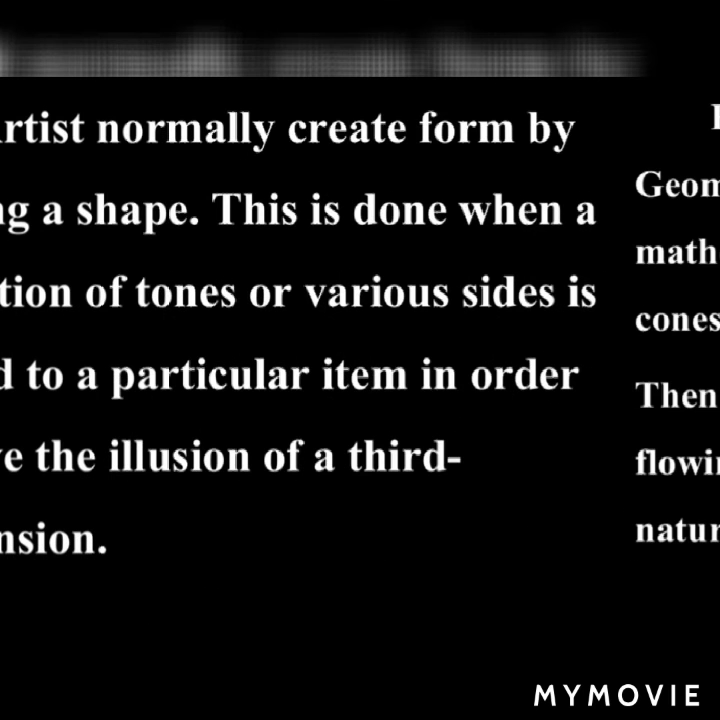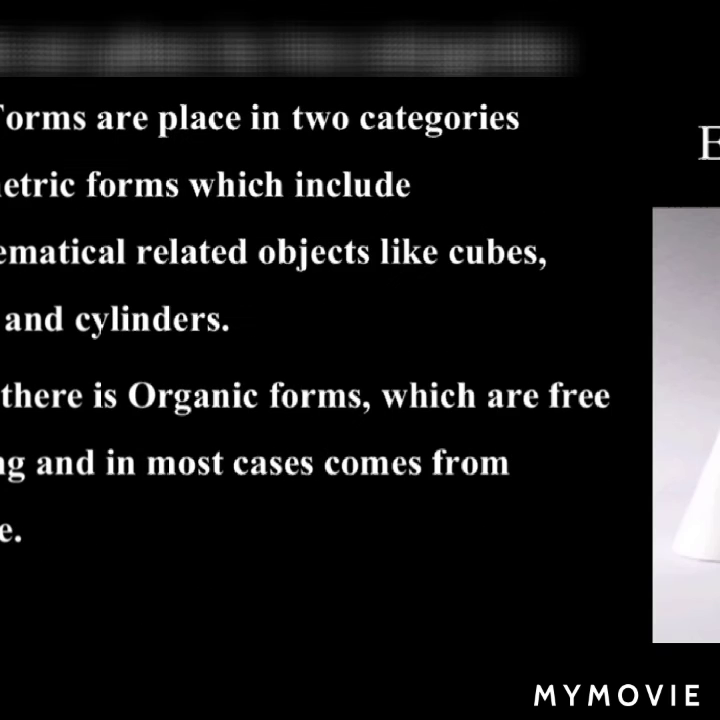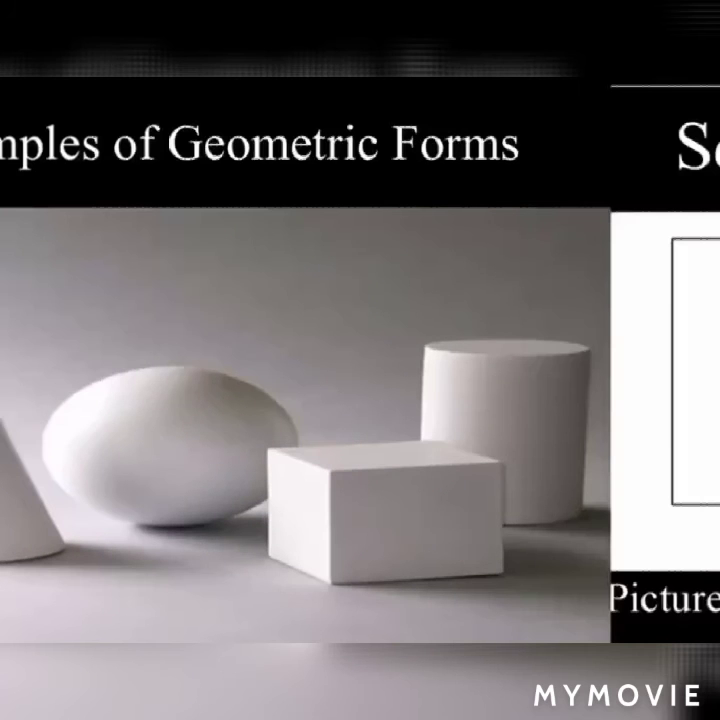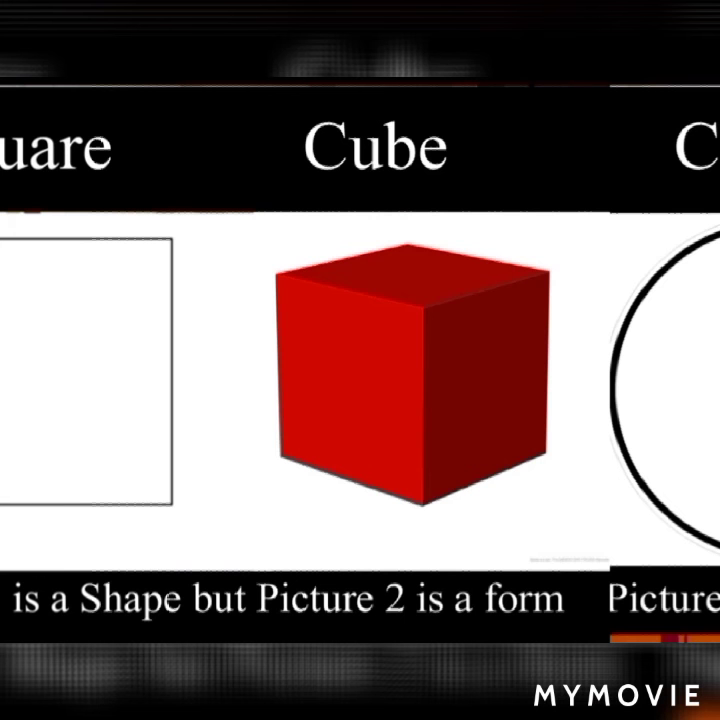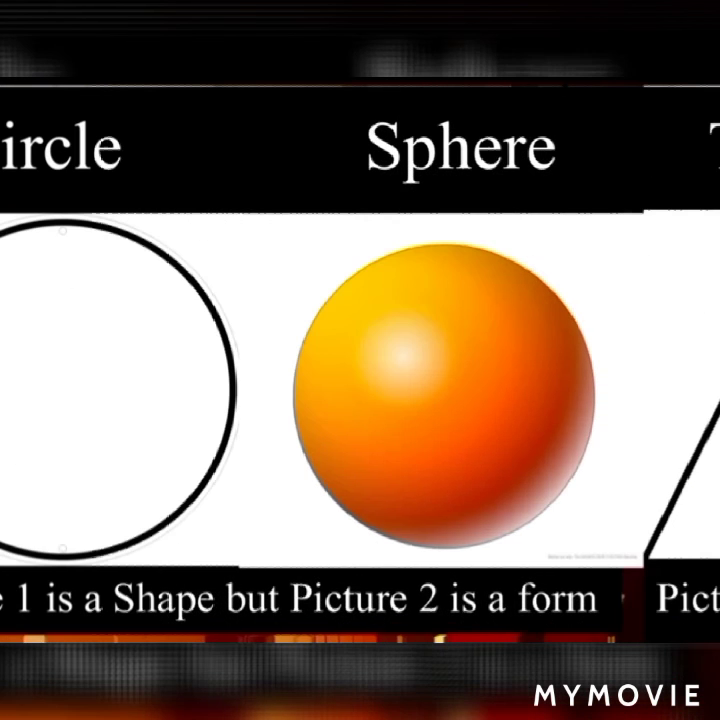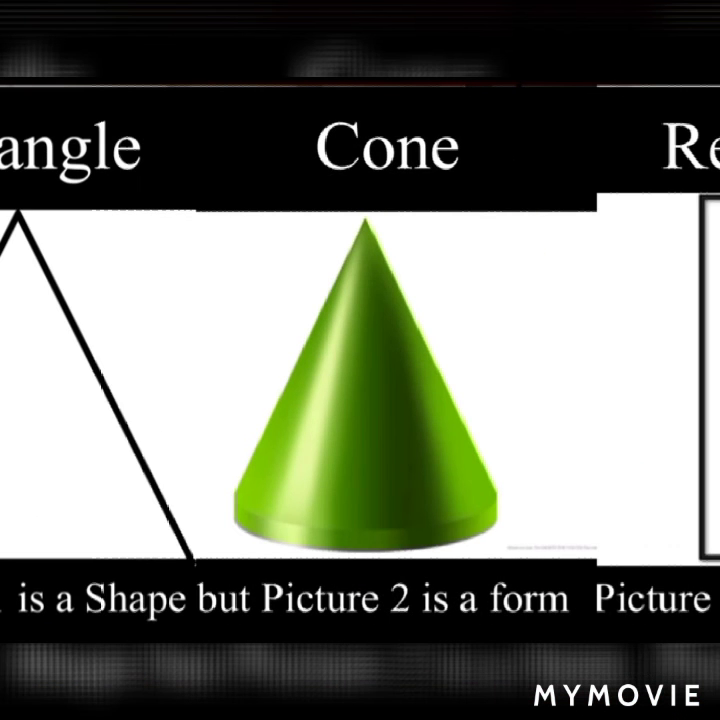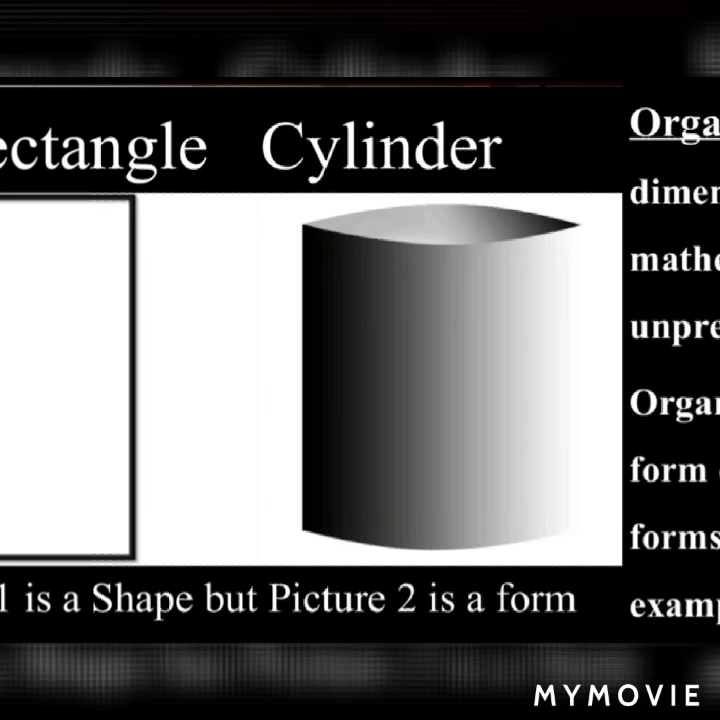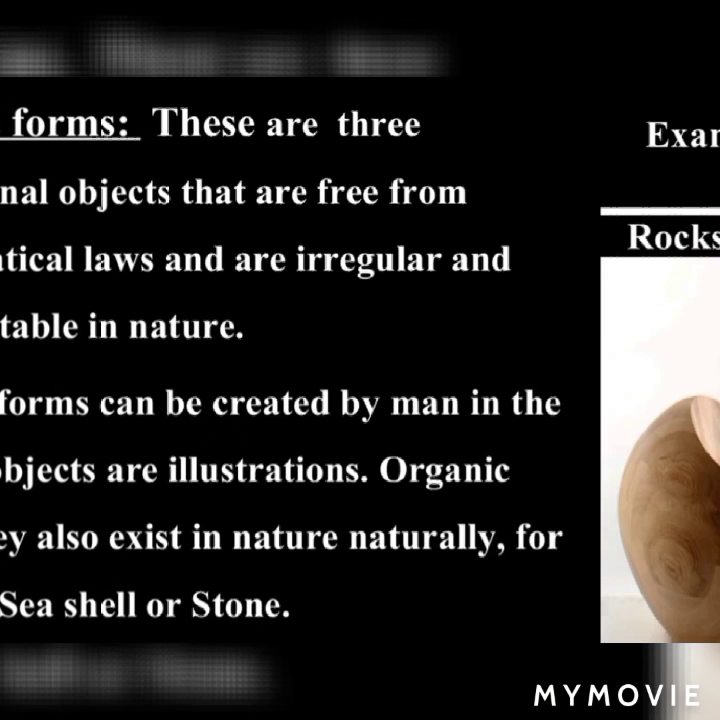It refers to the 3D forms or 4D forms. 3D forms which are organic forms that are free-flowing. Sometimes these refer to the geometric forms which are 2D or 3D, like cubes, cones and cylinders. Examples of some of the geometric forms are cone, circle, cube, cuboid, cylinder. There are pictures showing 2D forms and 3D forms: square and cube, circle and sphere, triangle and cone, rectangle and cylinder.